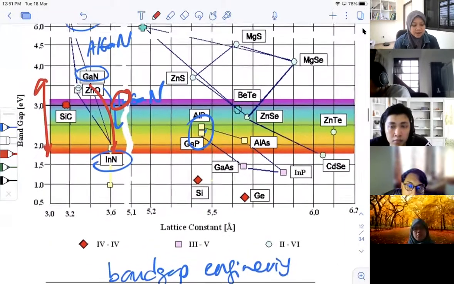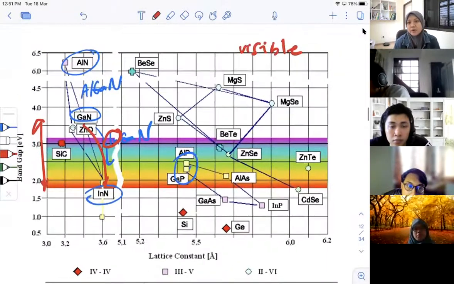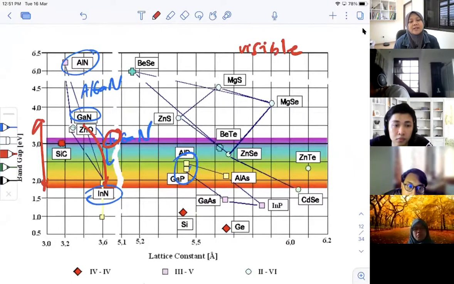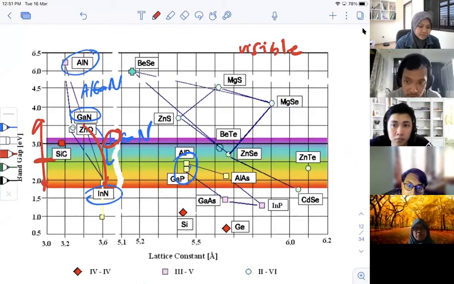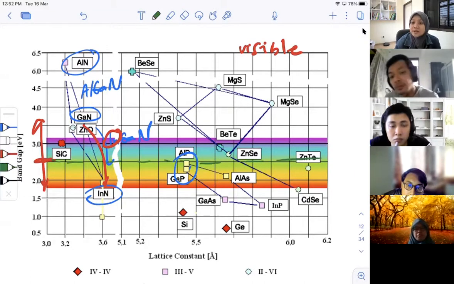If you understand this, for example, if I say in the final exam, design a laser with a band gap of 2.5. How do you do it? There is no material here, there isn't any material with 2.5. If you look here, there is no material with 2.5. So how are you going to do it? By making a compound semiconductor.